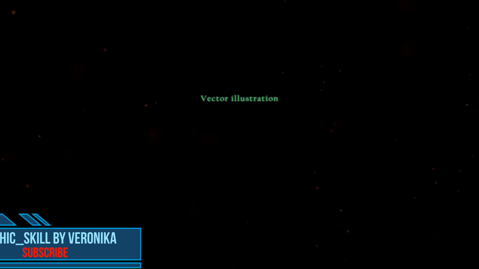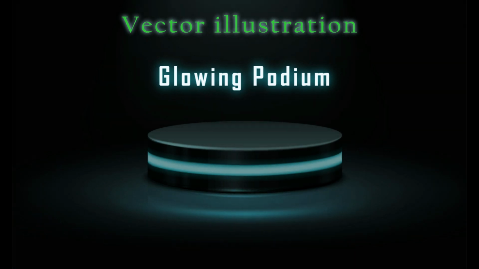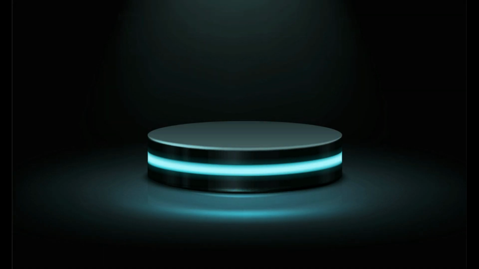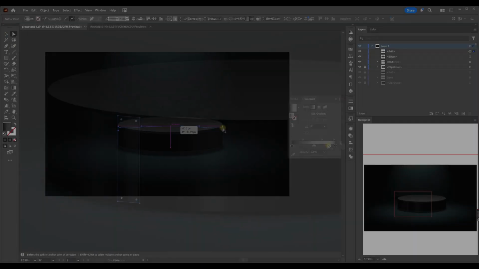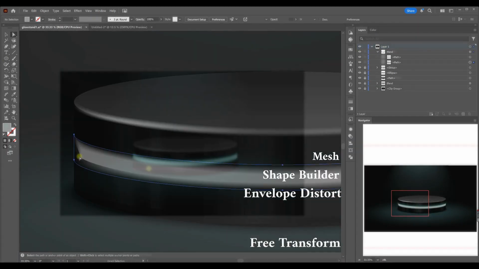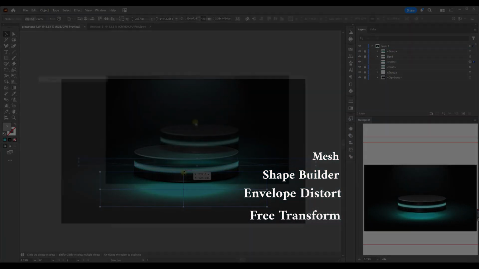Hi, in today's video I will show you how to make a glowing podium. This will help you to learn more about different blending modes and how to combine them. By the end of this video you will learn how to make reflections on a surface using an opacity mask and get to know such tools as Mesh, Shape Builder, Envelope Distort and Free Transform.